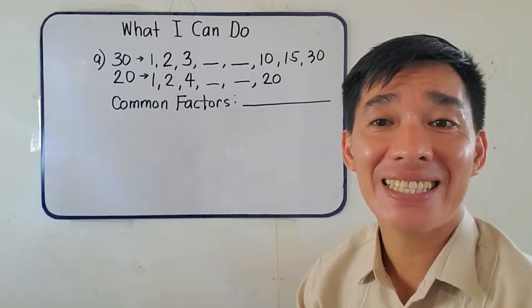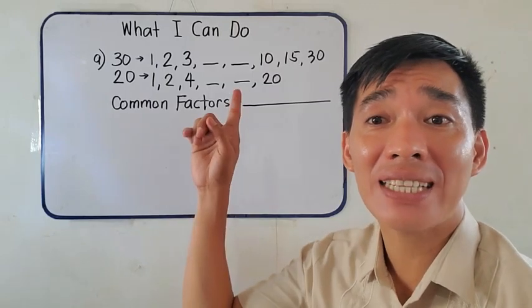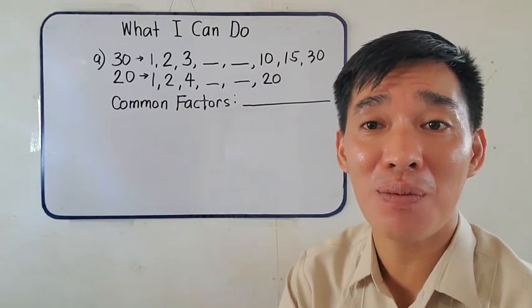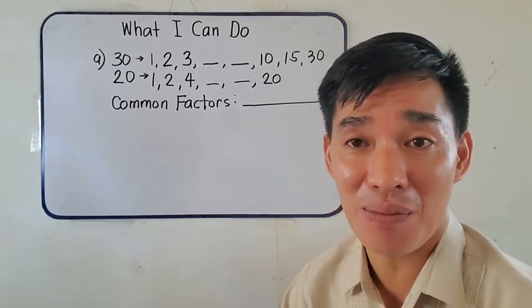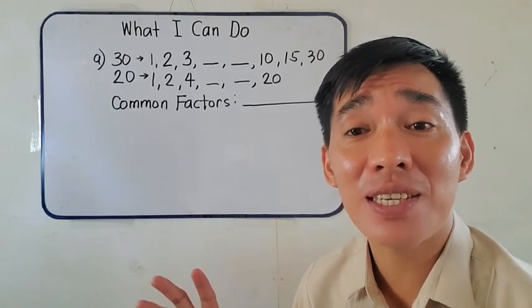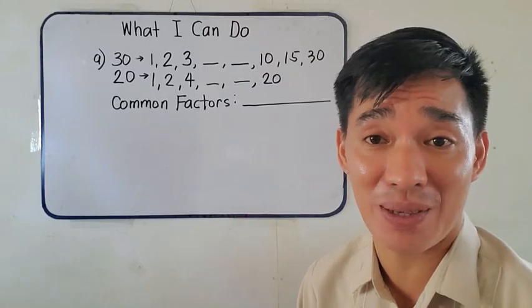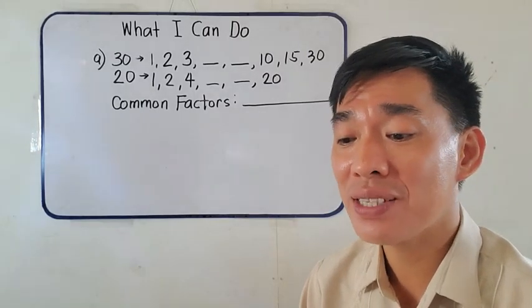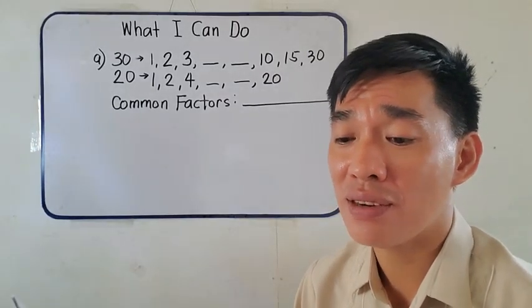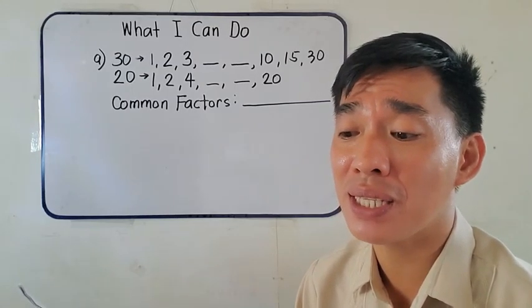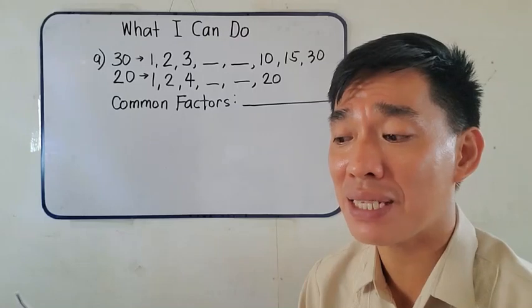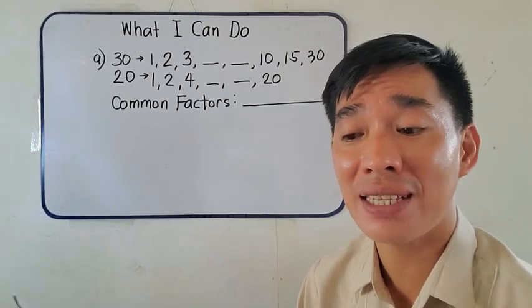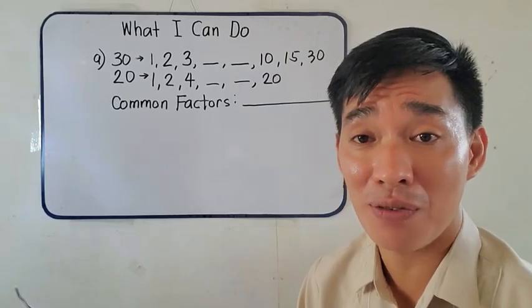Alright, class, let us now proceed to "What I Can Do" of your module. It is on page 6 of your module, and this is the last activity before you proceed to assessment. The direction says that using the divisibility rules for 2, 5, and 10, fill in the missing factors, then find the common factors.